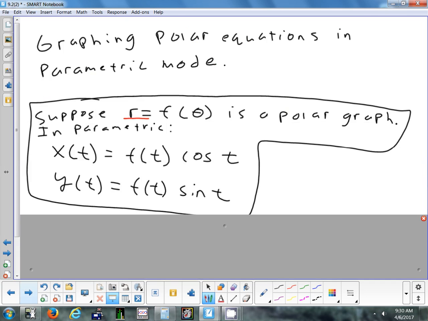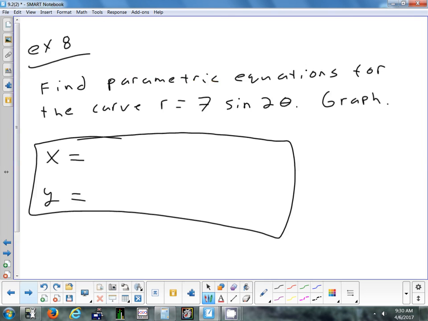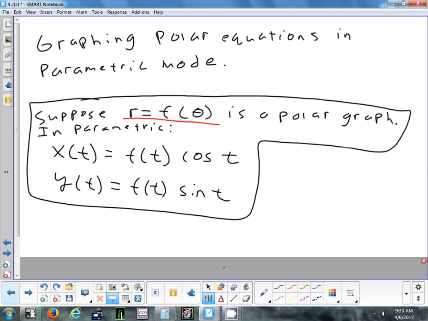Okay, they'll give you a formula. R equals something. Okay, in the problem that I'm going to do with you, it's going to be R equals 7 sine 2 theta. So they'll give you a formula. All you have to do, if you want to graph something that's polar, and you want to do it in parametric, is first thing you have to change your letters. In polar, we use theta. In parametric, what letter do you use? T. So you change all your thetas to t's.